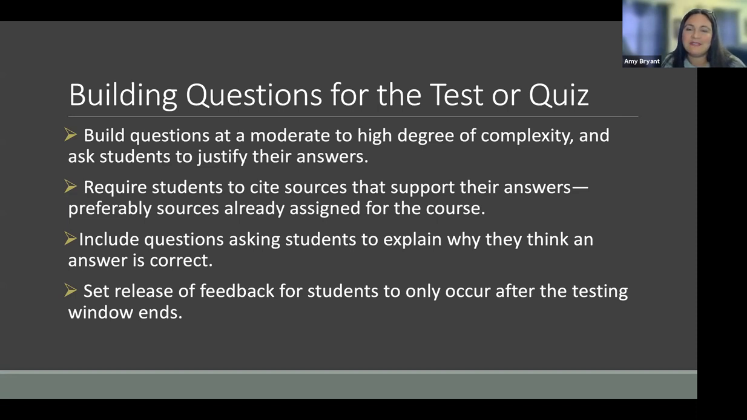And as we know, especially if the tests are online, set your release of feedback for students to occur after the testing window closes. Now, it causes a delay. It makes it where students don't immediately get to see the right answers. But it also helps prevent cheating, because if one person's taking it early so that they can let everybody else in the class know what the answers are, if we limit that, it's harder for the students to be able to get there.